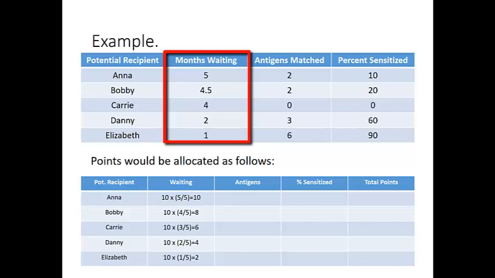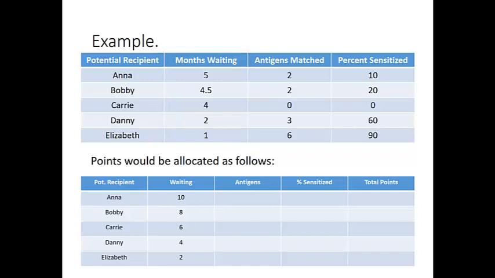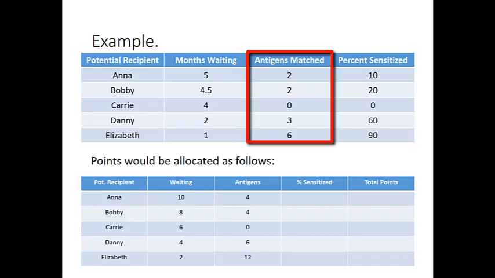Note that it doesn't matter how many months each person has actually been waiting, only the order in which they appear as far as who's been waiting the longest to the most recent on the list. Let's clean up those waiting points. Next, move on to antigens matched. Remember that each potential recipient is awarded 2 points for each antigen matched. So for antigens, Anna will receive 2 times 2, or 4 points. Bobby also 4, Carrie none, Danny 6, Elizabeth 12. Again, we simply multiplied each number by 2.